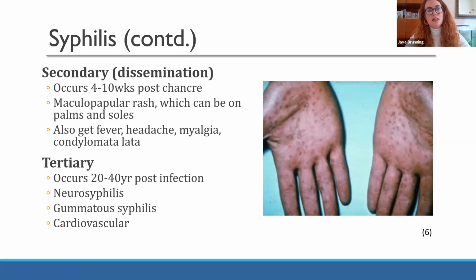Then the tertiary phase is way down the line, and it causes a lot of unusual presentations. It happens 20 to 40 years post-infection, and it can hit multiple systems in the body. The first one is neurosyphilis, which affects the brain and spinal cord, and you may get focal neurological deficits, or problems with your pupil reactions. You might also get mental state changes as well. The second one is gummatous, and this is everything to do with the skin and the mucous membrane, so you might get granuloma formation. And then it can also impact the cardiovascular system and cause aortitis or aortic aneurysms.